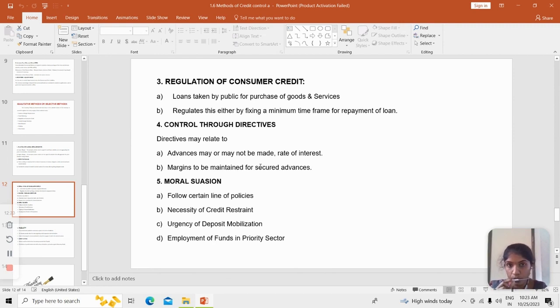So moral suasion is the fifth technique introduced by the RBI because they want to check whether all the banks, commercial and financial institutions are following their line of policies, and also advancing the credit to individual or institutional customers according to their necessities, and whether idle funds are being channelized into productive or priority purposes.